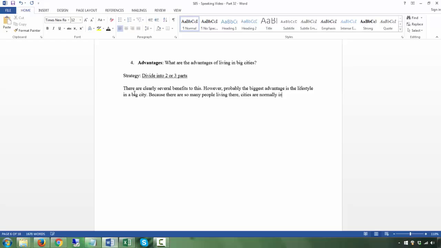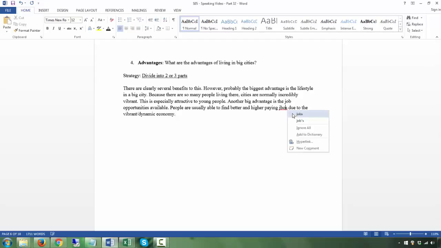Cities are normally incredibly vibrant. This is especially attractive to young people. Another big advantage is the job opportunities available. People are usually able to find better and higher paying jobs due to the vibrant or dynamic economy. All right, let's evaluate this.